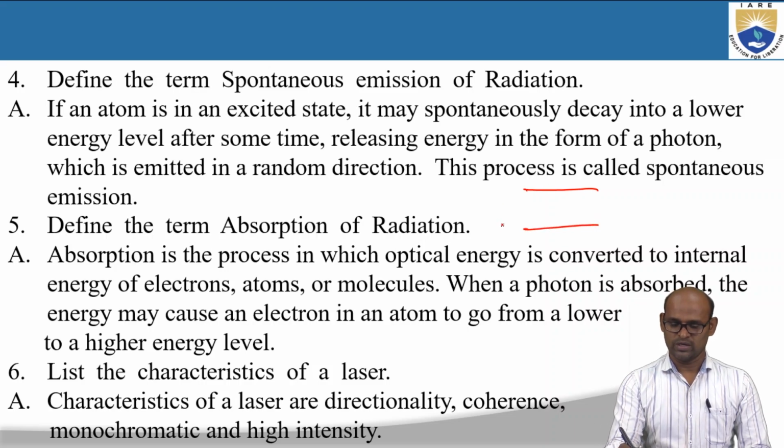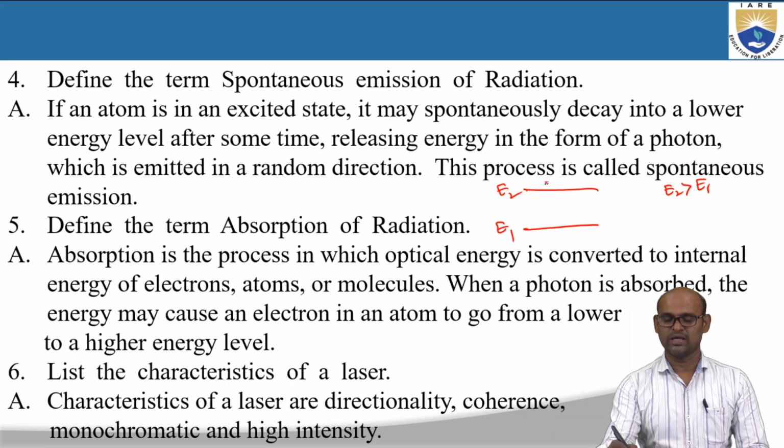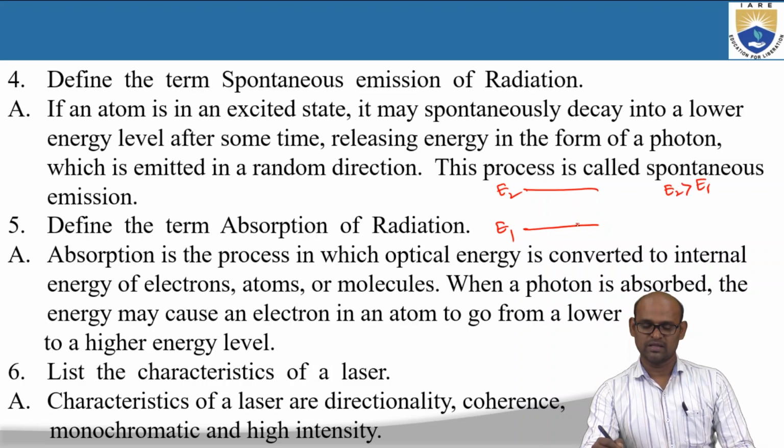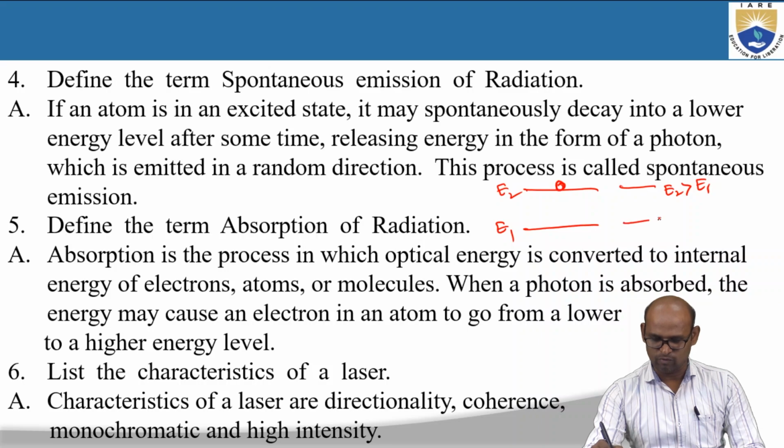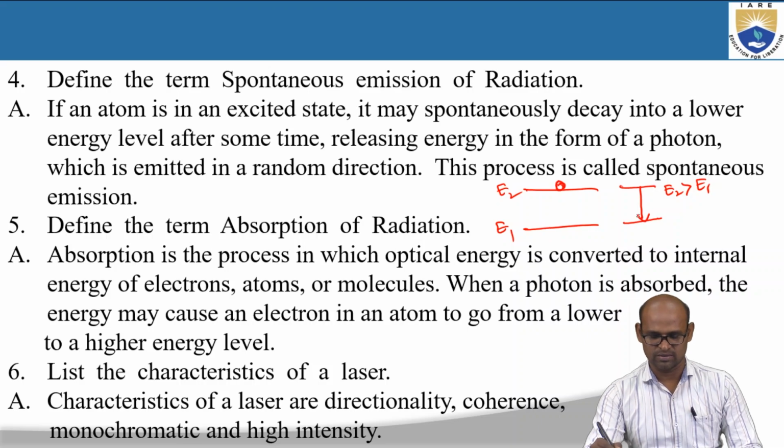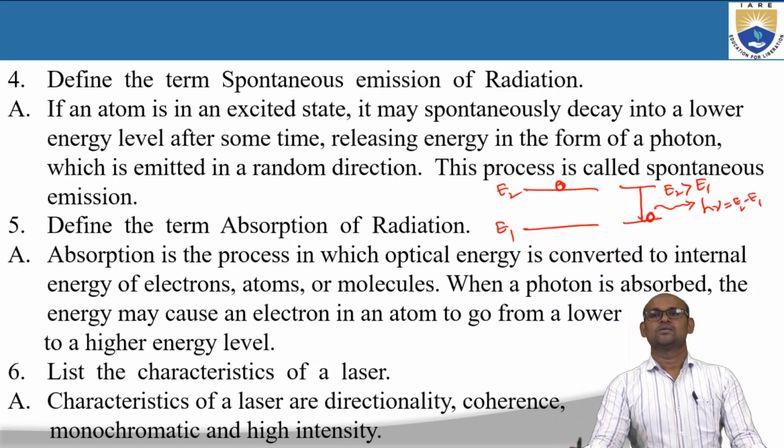This is energy level E1, this is energy level E2. E2 is greater than E1; the energy of the E2 level is greater than the E1 level. Now the atom is in E2. Without supplying any photon, this atom decays to the ground state. E1 is the ground state and E2 is the excited state. The atom in the excited state decays spontaneously to the ground state by emitting a photon whose energy is h nu, which is E2 minus E1. So this is spontaneous emission.